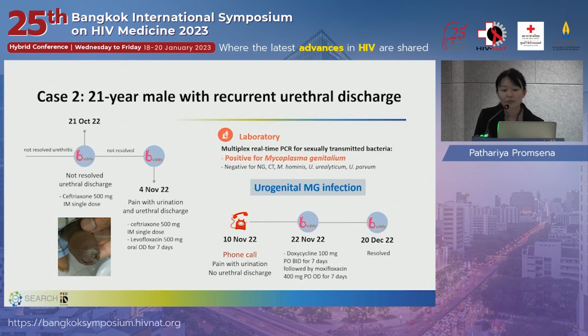And then we followed up the patient again by phone, and he reported that the clinical condition improved, but he still had dysuria some days. So we prescribed doxycycline for 7 days, followed by moxifloxacin for 7 days, as it is a regimen for macrolide resistance, because resistance testing is not available in our setting. And after that, the symptoms resolved.